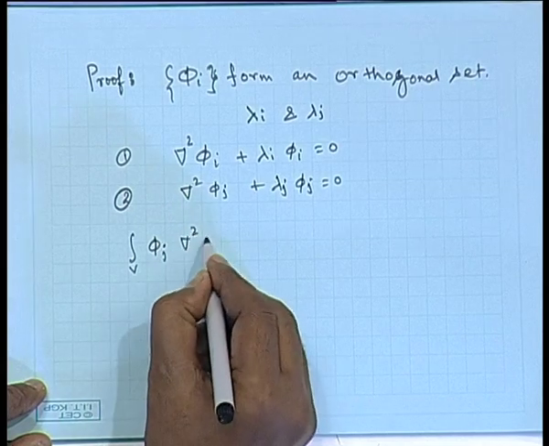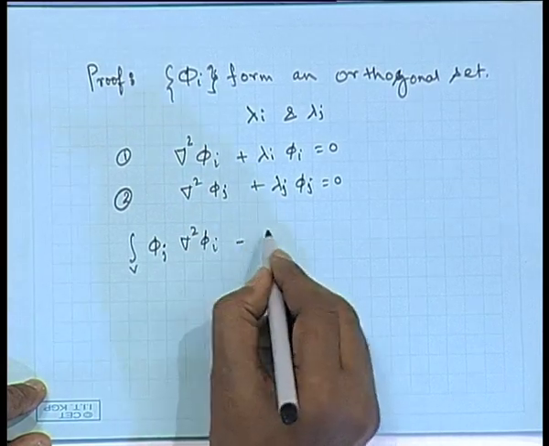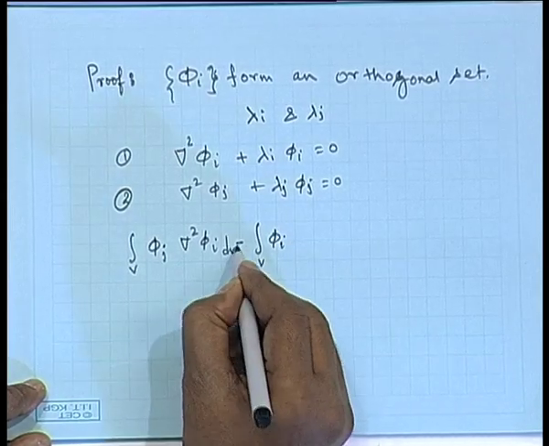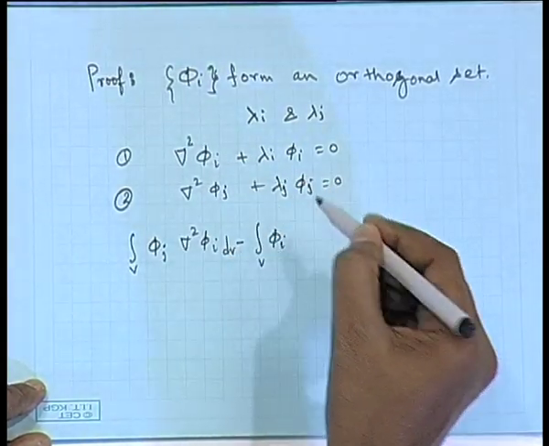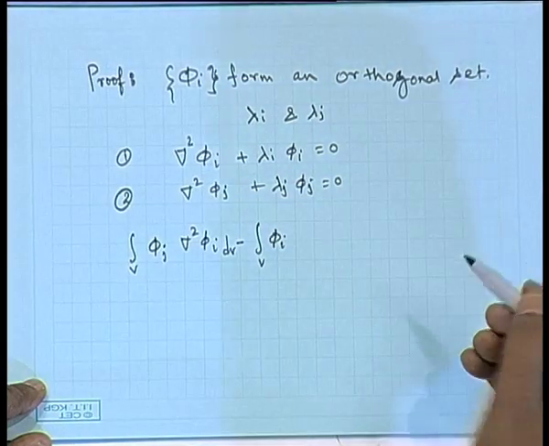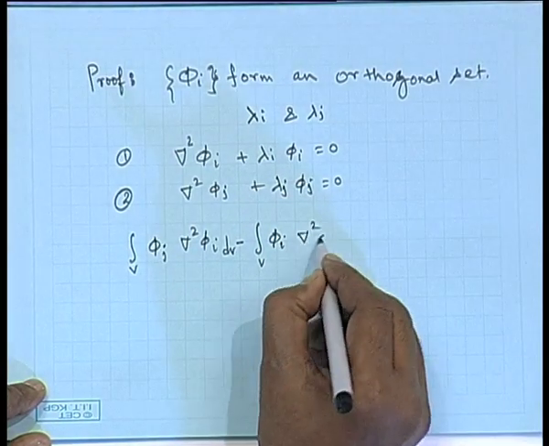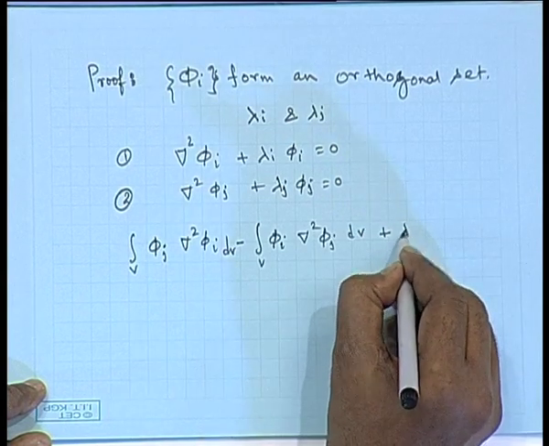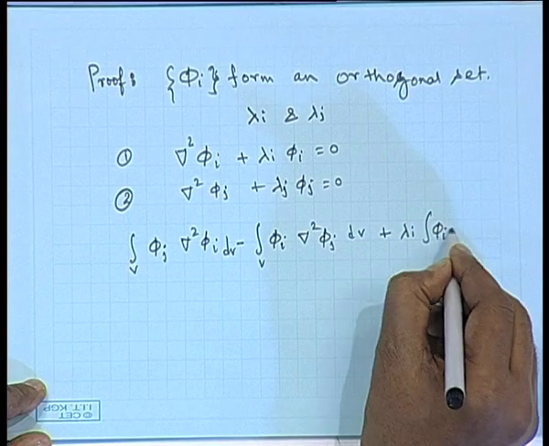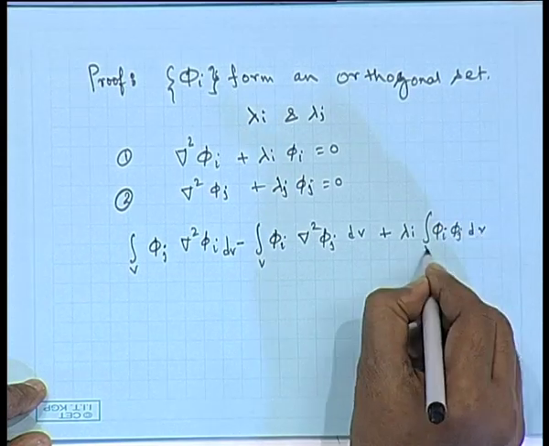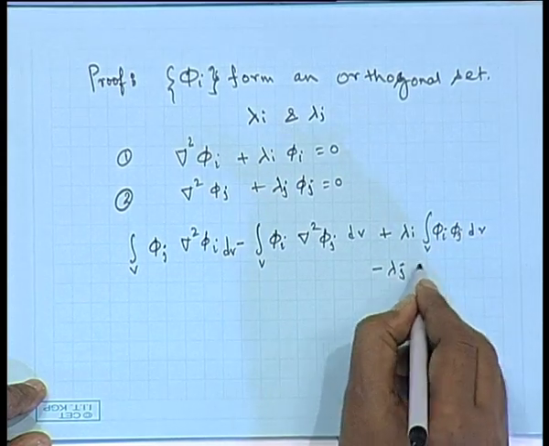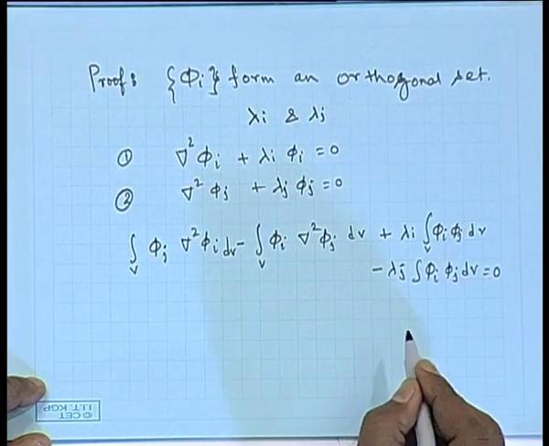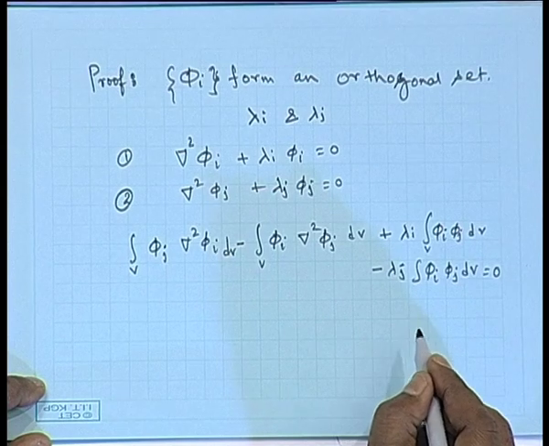Phi j grad square phi i minus phi i grad square phi j dv, over the volume, because this equation is valid over the full volume of the control system, plus lambda i phi j dv minus lambda j phi j dv is equal to 0, right.